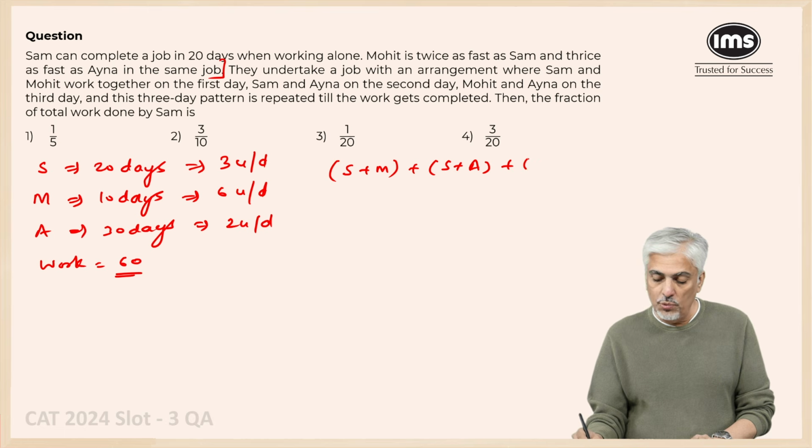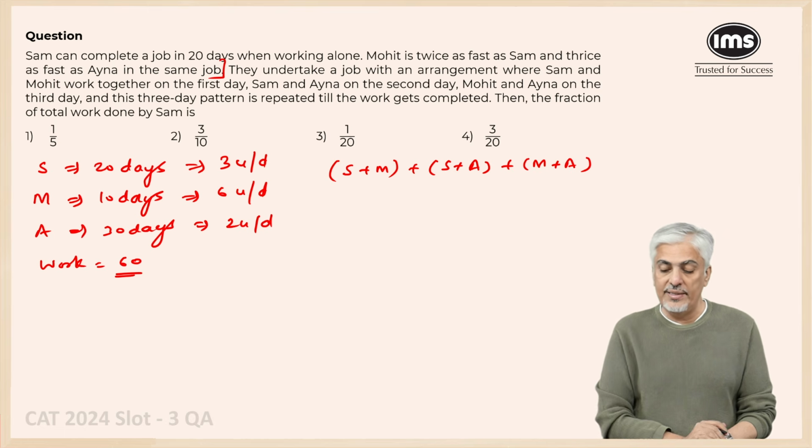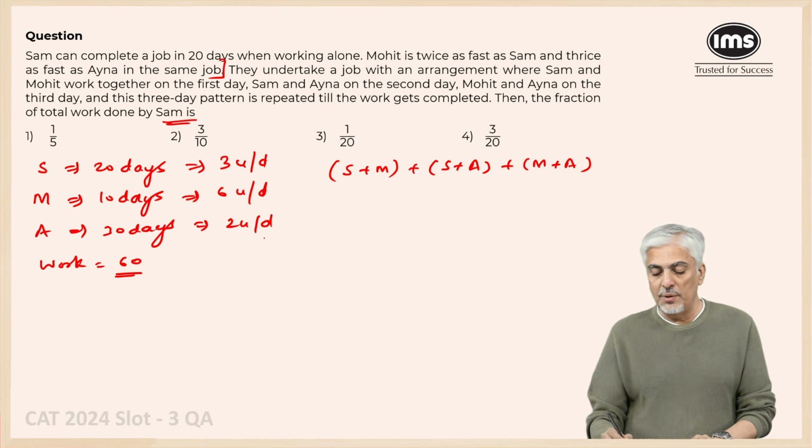And on the third day, Mohit and Aina are working. And this 3-day pattern is repeated till the work gets completed. Then what fraction of the work is done by Sam? Now, we need to figure out how much work is done in the first 3 days.